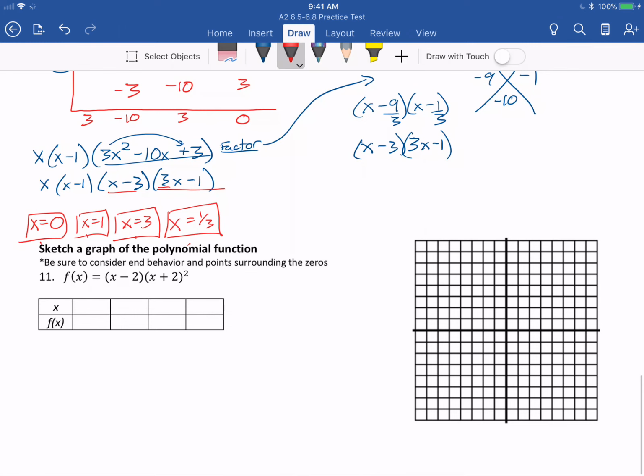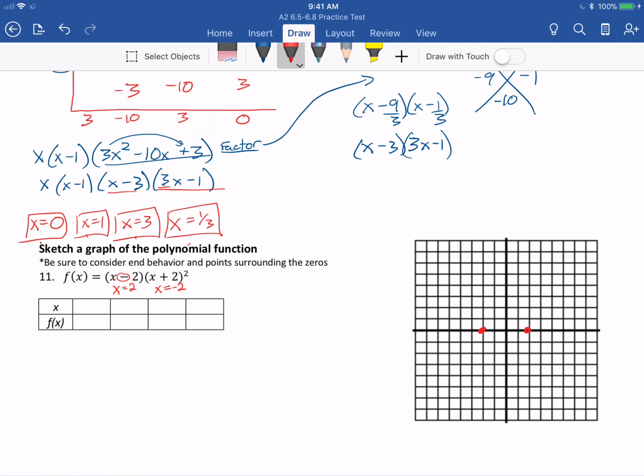All right, the last one, number 11, is graphing. This one, you got to make sure you start out with those x-intercepts. So x equals 2 for this first one. Remember, it switches. And then x equals negative 2 for this one. All right, so those are my x-intercepts. I have an x-intercept at negative 2 and then positive 2. So let's see what this guy does.